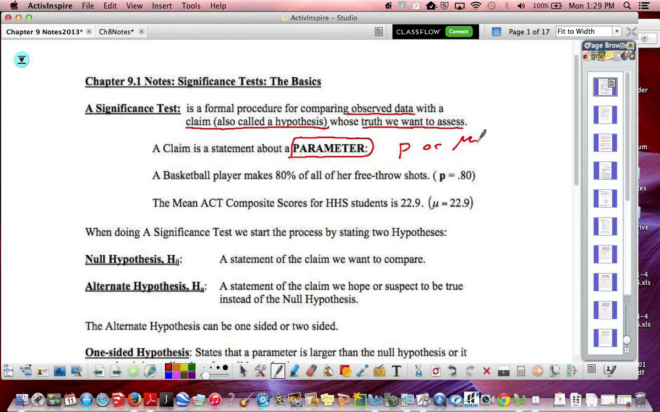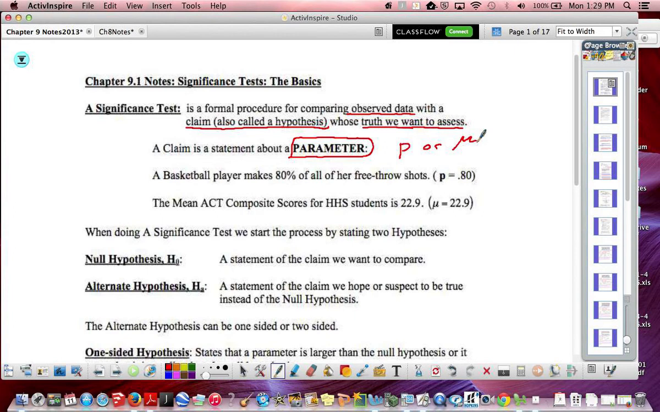A basketball player makes 80% of all her free throws. You'll hear that on the news when you watch a basketball game. This player makes 70% of all their free throws. Well, that's a claim. Likewise, the mean ACT composite score of Hopkins High School students is 22.9. That's the average. Yep, that's the population mean.